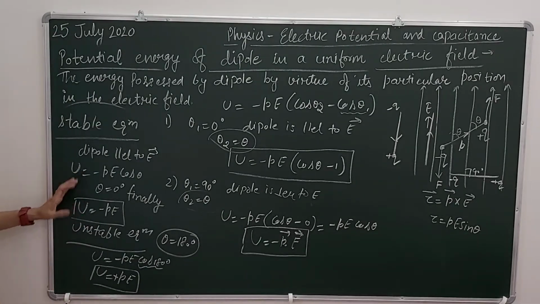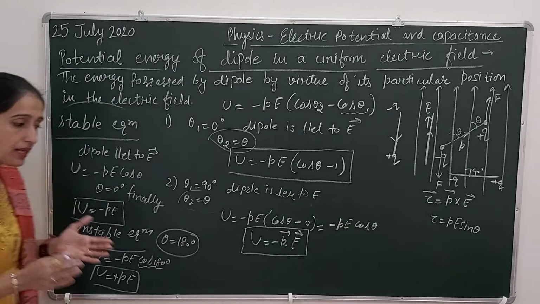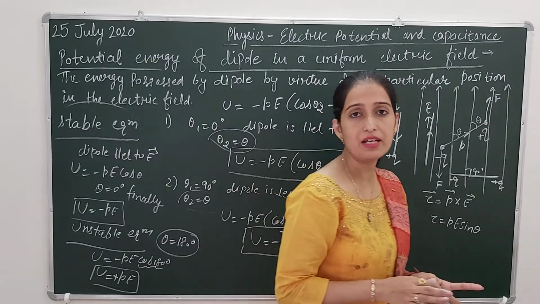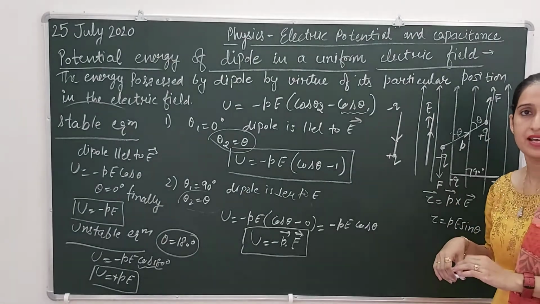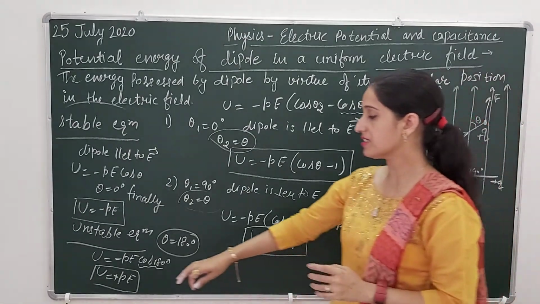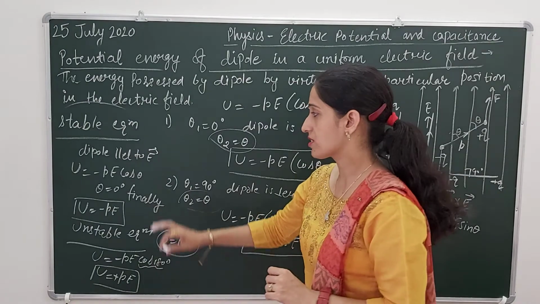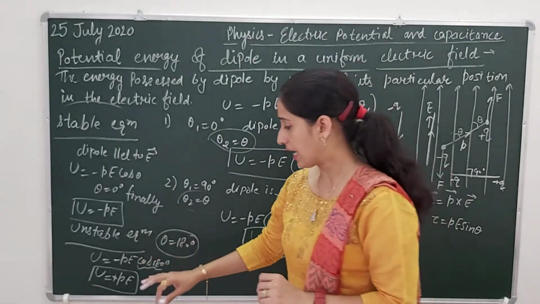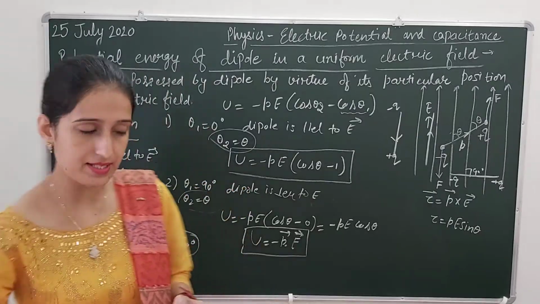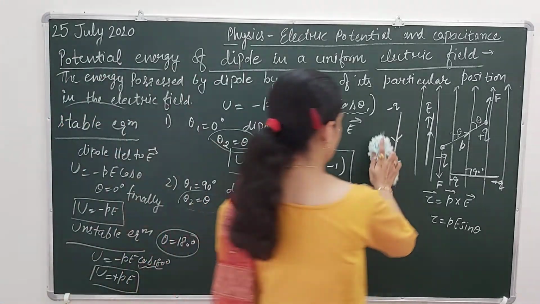So there is not much difference; you just have to accept the concept. When the dipole is parallel to the electric field, it is the stable equilibrium. When the dipole is anti-parallel with the electric field, it is the condition of unstable equilibrium. For stable equilibrium, U is equal to minus PE. For unstable equilibrium, U is equal to plus PE.